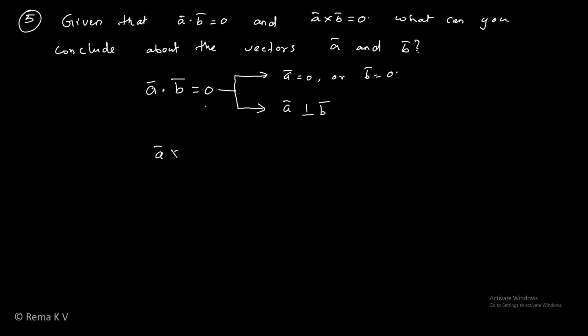Similarly, to get the cross product equal to 0, what are the different possibilities? Here also, either A is equal to 0 or B is equal to 0. Then the second one is vector A parallel to vector B. These are the different possibilities. For the dot product to be 0, either A is 0 or B is 0, or the two vectors are perpendicular. For the cross product to be 0, either A is 0 or B is 0, or the two vectors are parallel to each other.